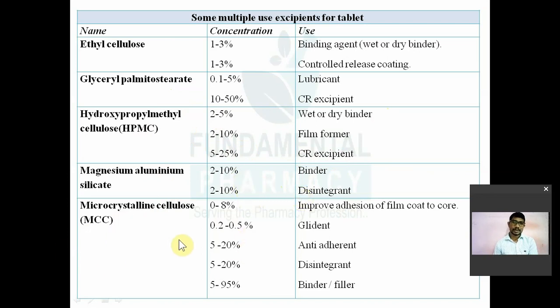Then microcrystalline cellulose, which is known as MCC. It is also a binder, it improves adhesion. It is a binder, then glidant, then anti-adherent, disintegrant, binder and filler. So microcrystalline cellulose has multi-purpose use.